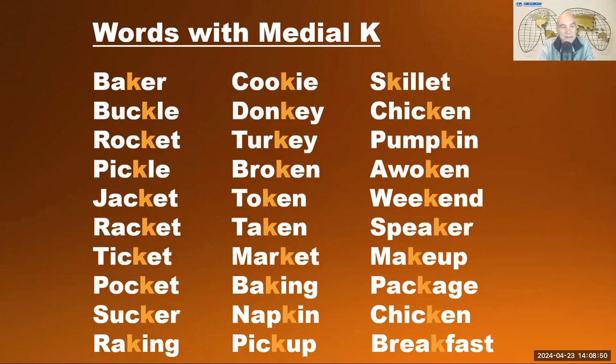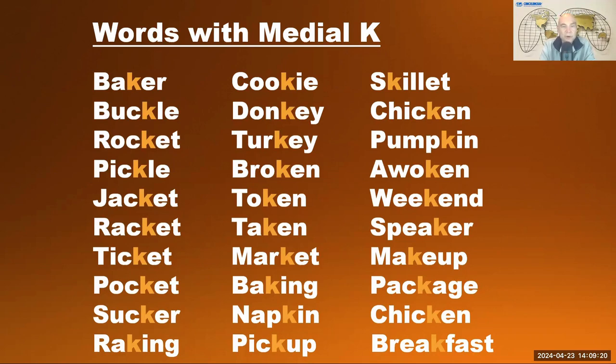Ticket. Sucker. And there was a sucker in the pocket of the jacket. Raking. Cookie. There's a cookie in the pocket of the jacket with the sucker.